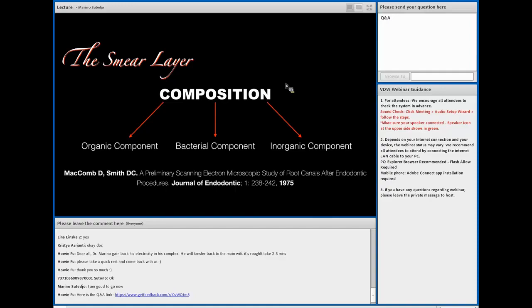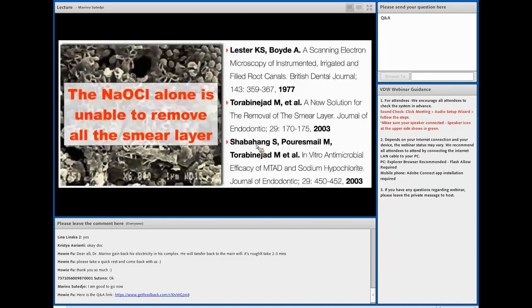We are also talking about the smear layer, because it's not just the bacteria that we need to remove from our root canal spaces. As we know, if we use our instrumentation, we definitely will create a smear layer. According to the Journal of Endodontics in 1975, the smear layer consists of not just organic and inorganic components, but also bacterial components. So no matter what, we also need to remove the smear layer. And evidence strongly says that sodium hypochlorite alone is not able to remove the smear layer.